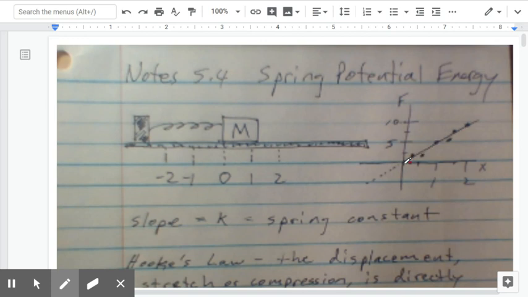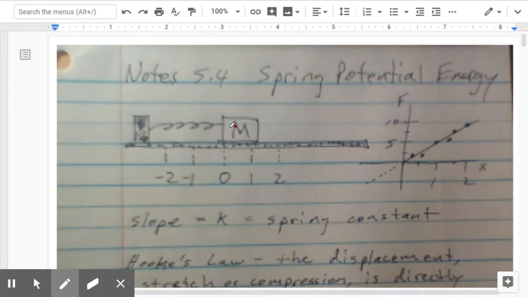Now, if I would apply the force and push it to the left, I would see that this line would extrapolate back this way. And so the slope of this line will be continuous, whether I'm on the right side or the left side of the equilibrium position. Now, the slope of this line has been given the term the spring constant. And you'll notice that the line is straight, but that's if I stay within the elastic limit of the spring.